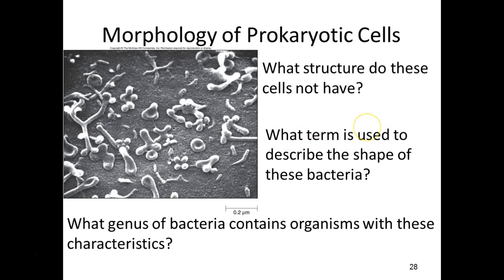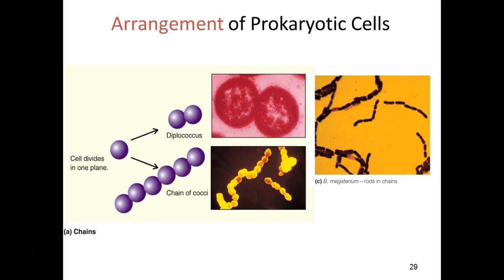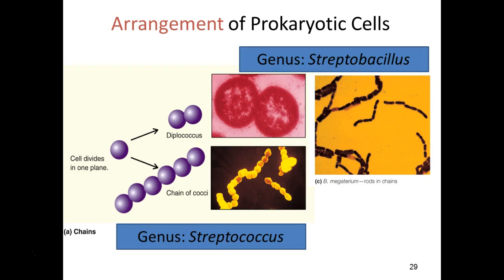So remember, no cell wall, right? They're pleomorphic, ones that can't hold a particular shape. And the genus of bacteria is mycoplasmas that have this characteristic of no cell wall and no specific shape. So we went over their arrangements, right? How sometimes they'll stay next to each other after they divide.